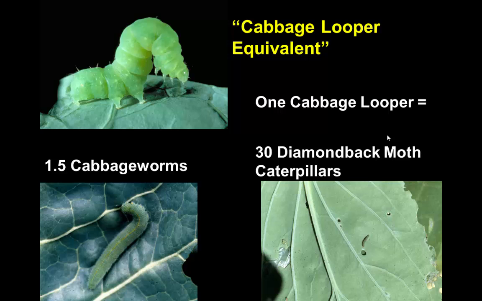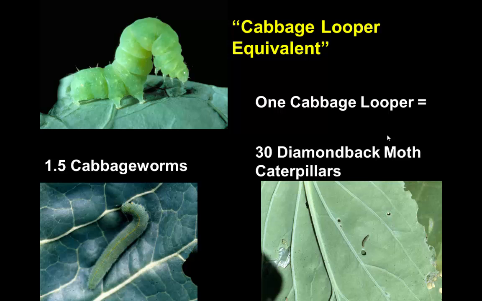So the amount that a single cabbage looper would eat is 1.5 times that of a cabbage worm. So it feeds the most, and it can eat more than 30 diamondback moth caterpillars, which are much smaller. So clearly, you might see different caterpillars on a plant, but some are going to be much more capable of doing damage. And it's maybe fairly easy to distinguish these by just their general appearance.